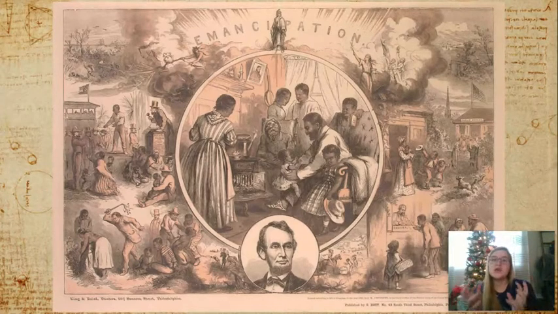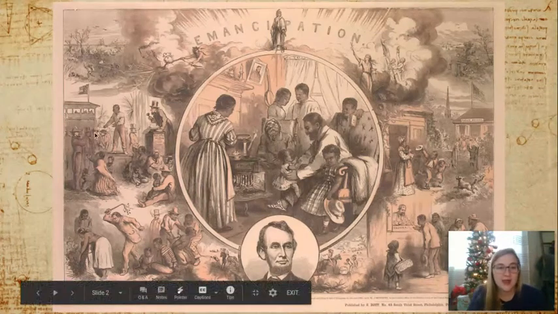It shows the future of African Americans and the past of African Americans in the country because of the Civil War. So, over here in the past, the left is the past. You see war and destruction. You see a slave auction and the part of the domestic slave trade. You see beatings and whippings and people being sold away from their families.